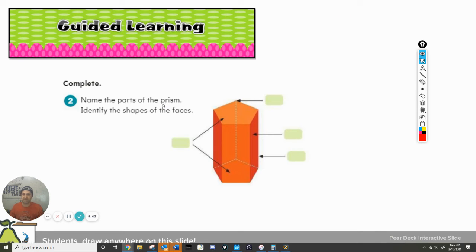Okay, take a moment. Name the parts of the prism. Identify the shapes of the faces. I'll erase it. Ready, set, go.